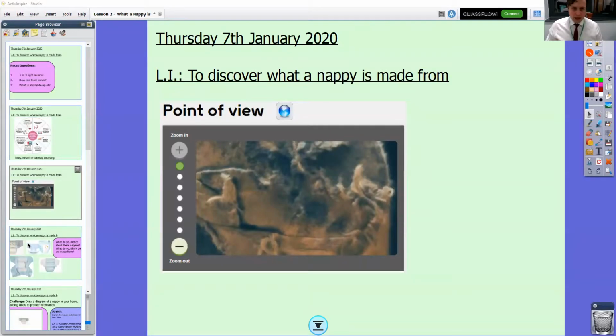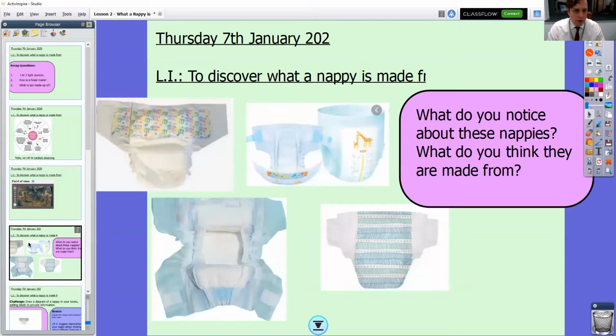Okay, so back to our learning intention: to discover what a nappy is made from. So first things first, let's show you some pictures of nappies. We've got a range of different nappies here, lots of different pictures. Before I start talking, maybe you just want to have a look at these pictures and write down a couple of things that you notice.